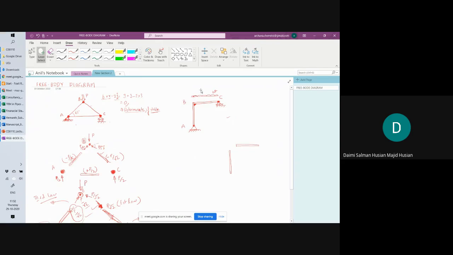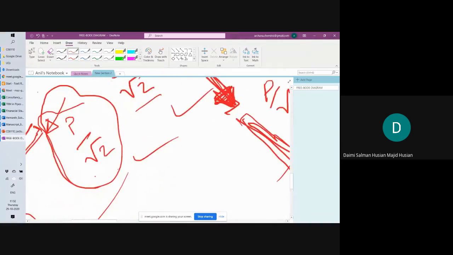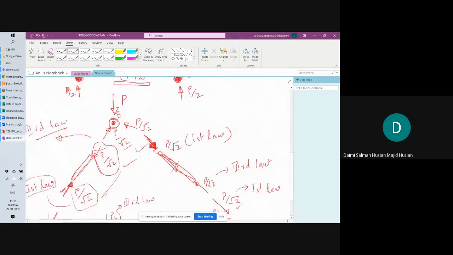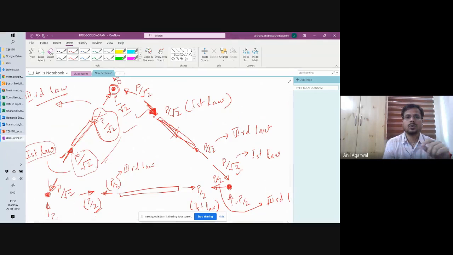I hope, sir, we answered. Sir, we are actually saying that it is compression on the member, but we are showing it like a tension. I mean, suppose there is just a rod, and on the rod, how do we show the tension? If we show it like that in the truss, we call it compression. No, I didn't follow you. So you are saying this P by root 2, if you show only like this?